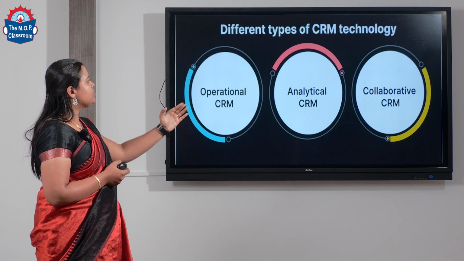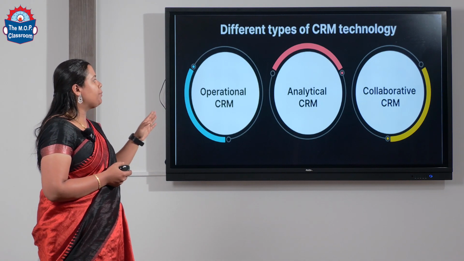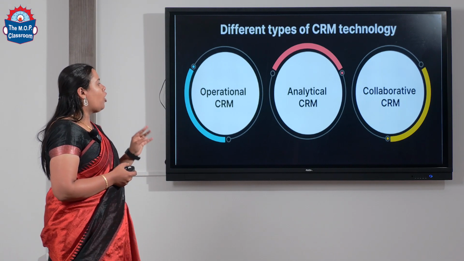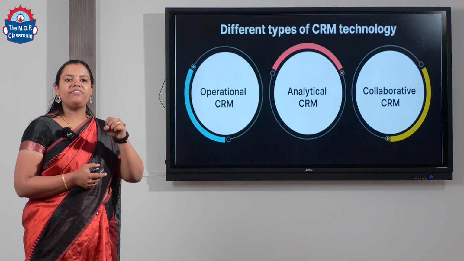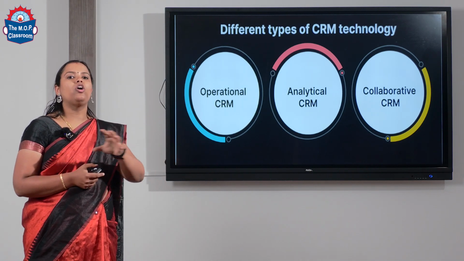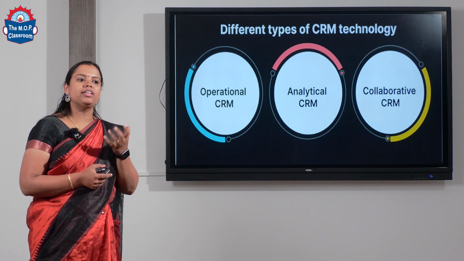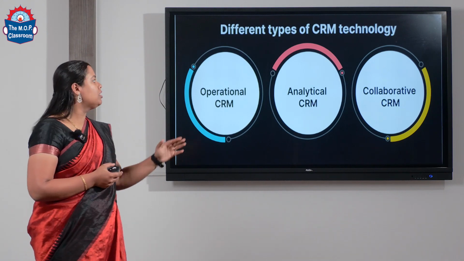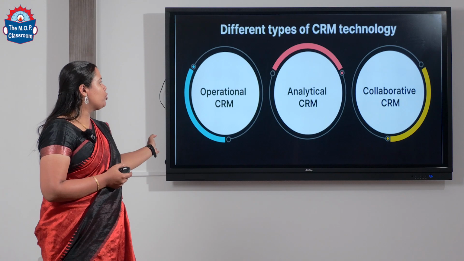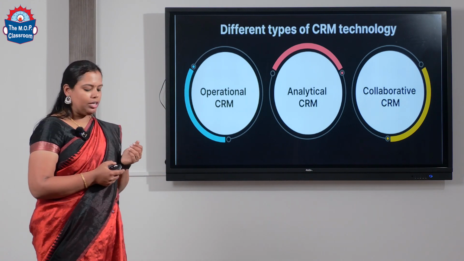Here we study the different types of CRM technology, where we classify them into three parts, that is operational, analytical and collaborative. Operational: in order to affect the CRM concept in the customer's mind, we see what the automation networks are. Next, analytical: what the research and tools are, what the various analyses are that we undergo. Collaborative: you need to take a combination of both the operational and analytical to take up the collaborative one together as one concept.